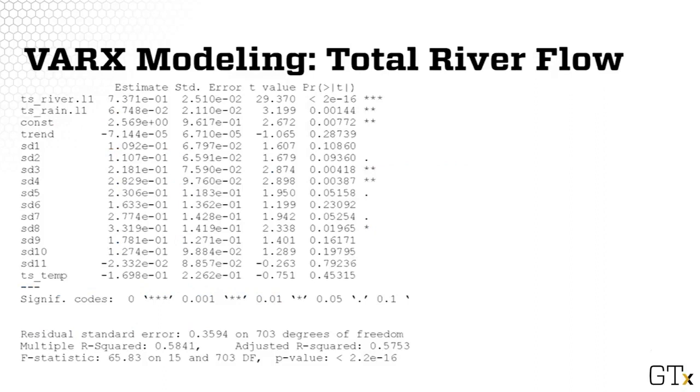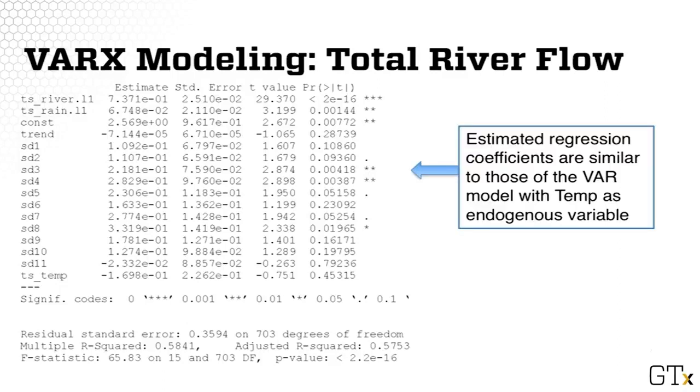This is the output of the VAR-X model which now includes temperature as an exogenous variable. The regression coefficient for temperature as an exogenous variable is not statistically significant, given that we accounted for seasonality, trend, and zero correlation in the river flow modeling. Importantly, the estimated coefficients based on this model are similar to those from the model where temperature is an endogenous variable.